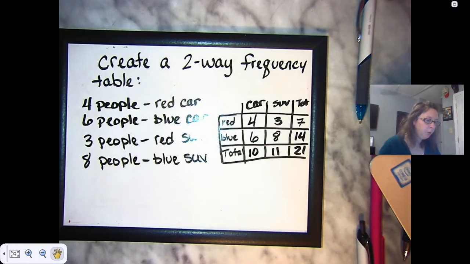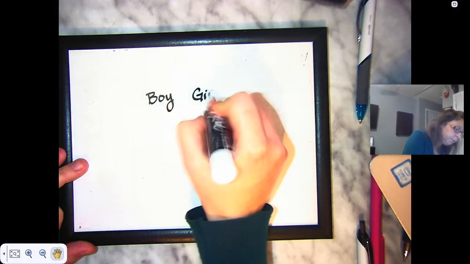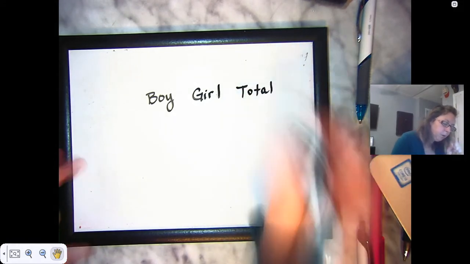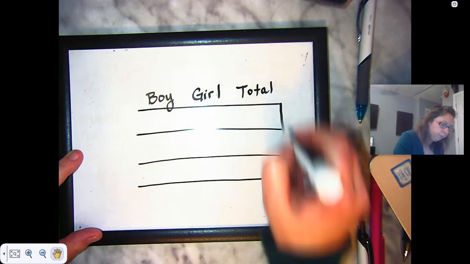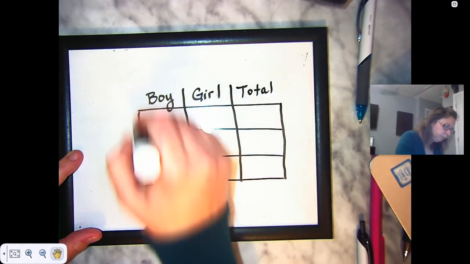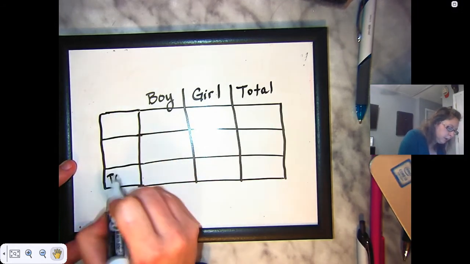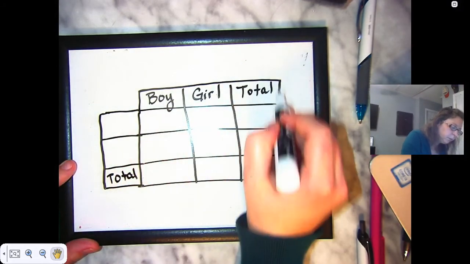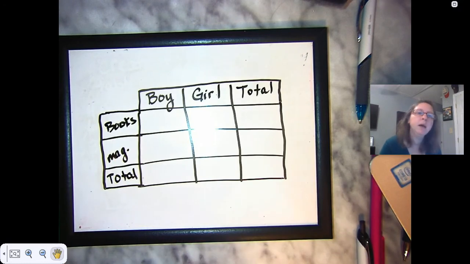Now, there are times where you might be given a partially filled frequency table. Let me erase this and make a new one up. So let's see. Boy, girl, total. Okay. And then let me just create something. Like to read, let's say, books or magazines? So I just created this out of thin air. So how many boys like to read books or magazines? How many girls like to read books or magazines?